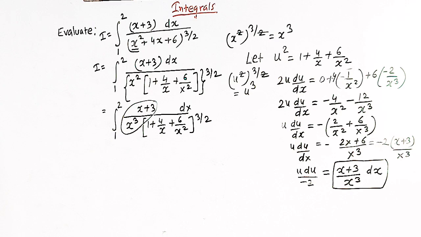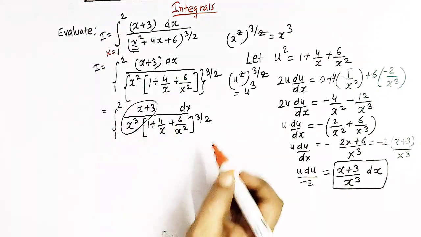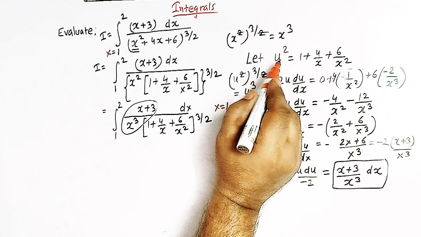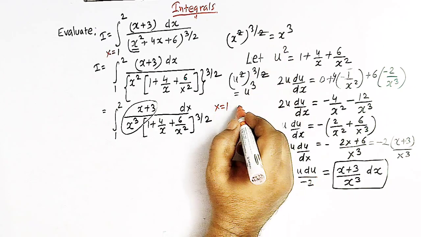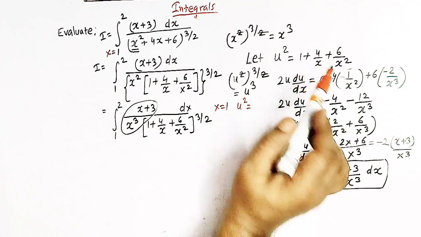So now let us change the limits accordingly. So here we have x is equal to 1 to x is equal to 2. So when x is equal to 1, we can obtain the value of u square by taking x is equal to 1 in this expression.